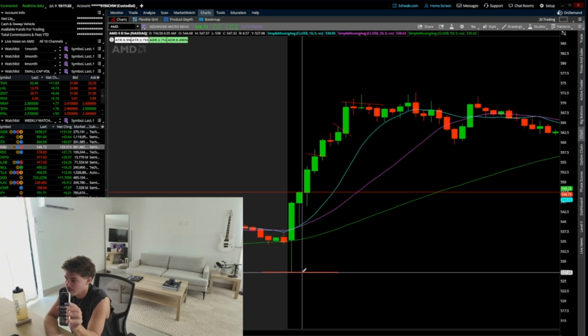You're going to take your entry price, 547.5, minus your stop loss price, which is let's just say 527. And now the distance between entry and stop loss is going to be $20.50. That means the distance between your entry price and your stop loss price is a $20.50 difference.